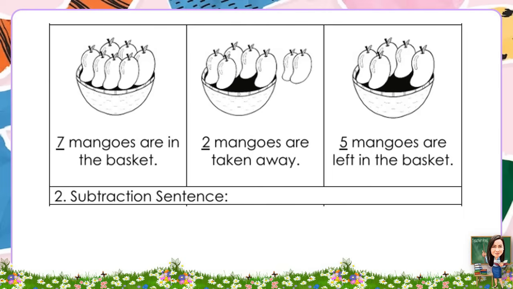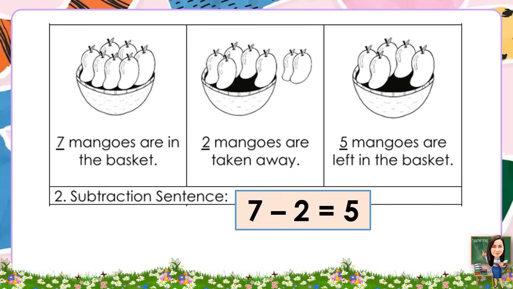Second picture. In the first illustration, 7 mangoes are in the basket. Second illustration, 2 mangoes are taken away. And third illustration, 5 mangoes are left in the basket. What is the subtraction sentence for this? Correct. The subtraction sentence is 7 minus 2 equals 5.